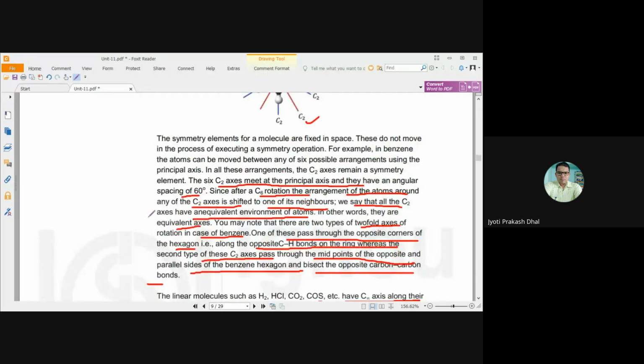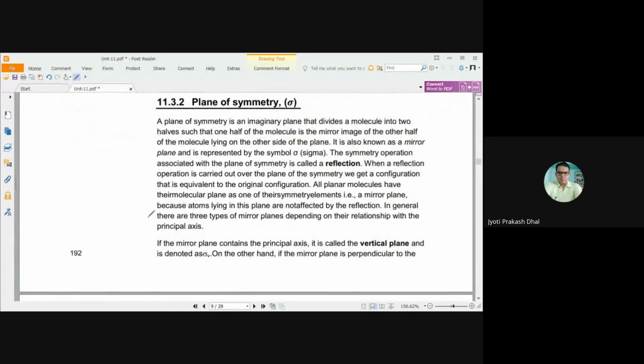So this is about the axis of rotation. And after that we will discuss the plane of symmetry. A plane of symmetry is an imaginary plane that divides the molecule into two equal halves, such that one half of the molecule is the mirror image of the other half lying on the other side of the plane. It is also known as a mirror plane and is represented by the symbol sigma.